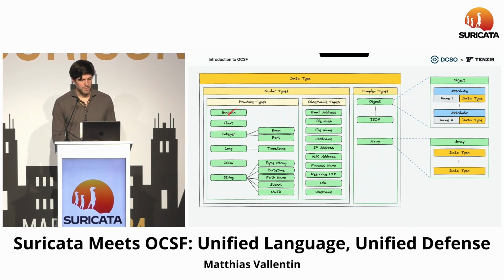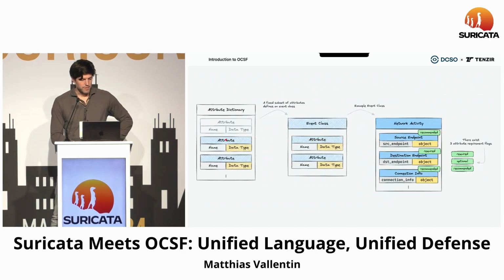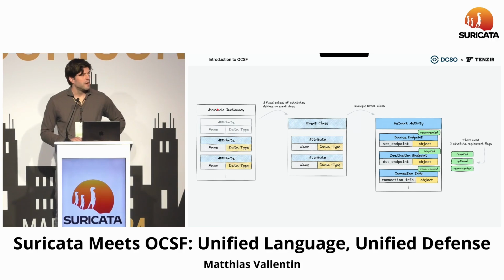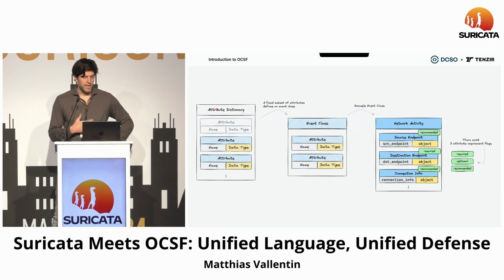So there are some primitive types, and there are some derived types like a port. Yes, it's a transport layer port, but it's actually represented as an integer. Just a semantic alias, if you will. And there are objects, which are basically structured records. In these objects, you have attributes. Attributes are the atomic pieces inside an object. And you also have arrays, lists of things. And so OCSF has this giant dictionary that lists basically what every attribute is.